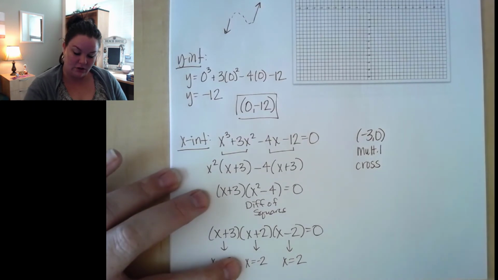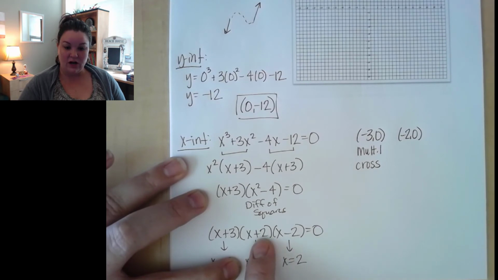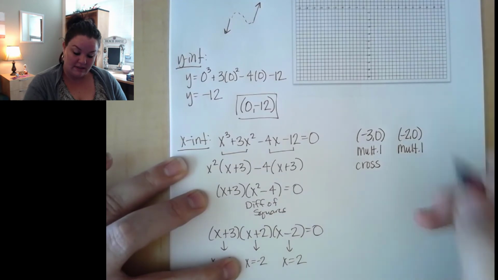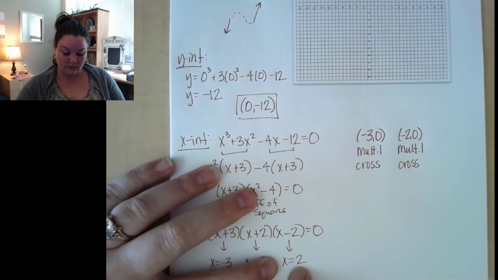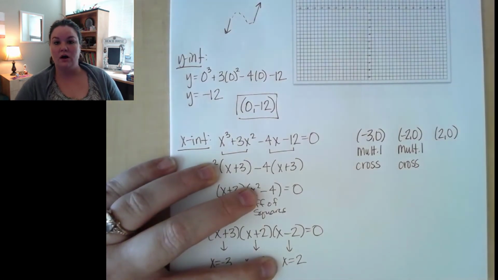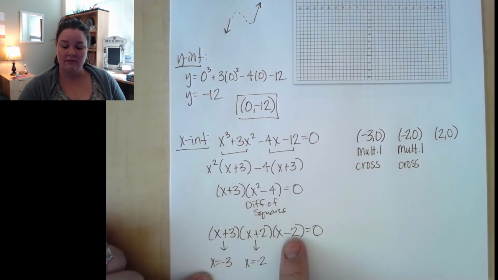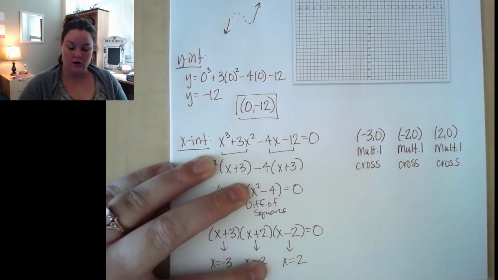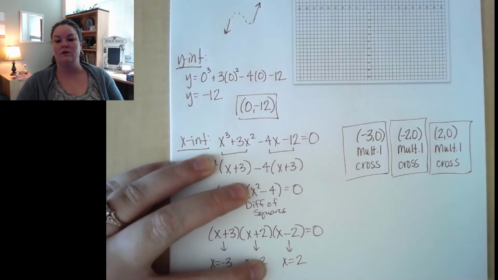Okay, then I look at the next one, I have negative 2. So I'm going to write that as negative 2, 0. Again, that factor I only have one copy of, so it also has multiplicity 1, which means it's also going to cross. Okay, and then our last one, we have x equals 2. So as an intercept, that would be 2, 0. It also came from a factor that I have only one copy of. So it also has multiplicity 1, which means that it also crosses.